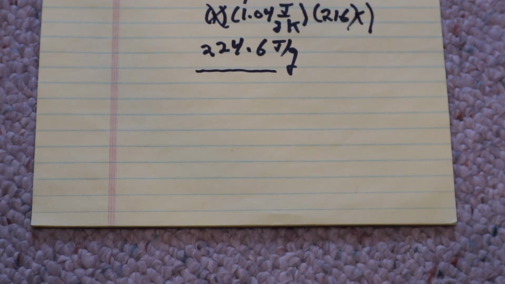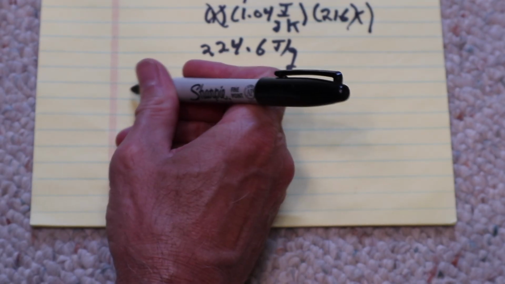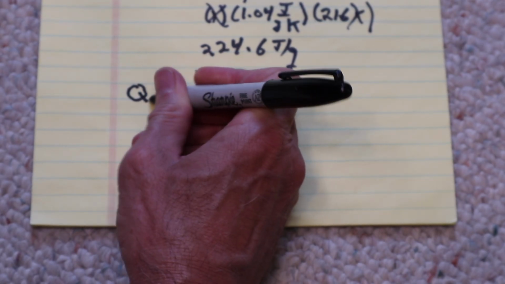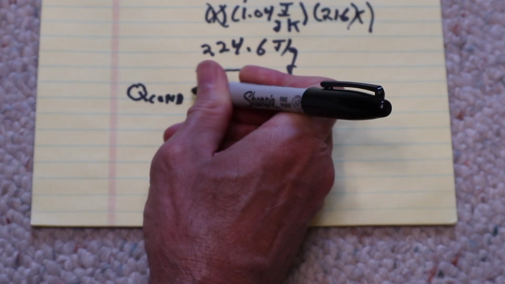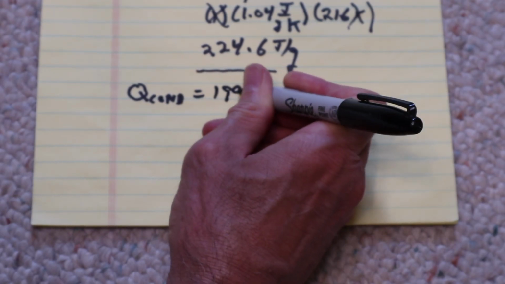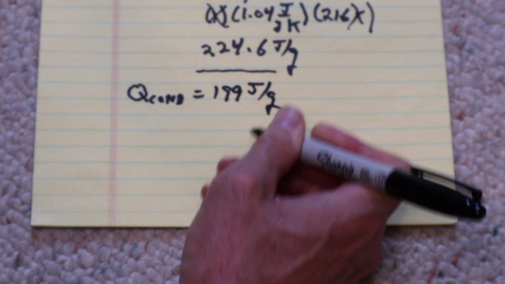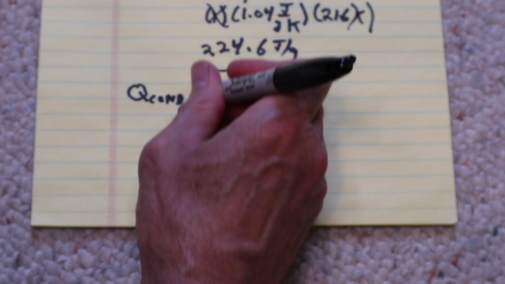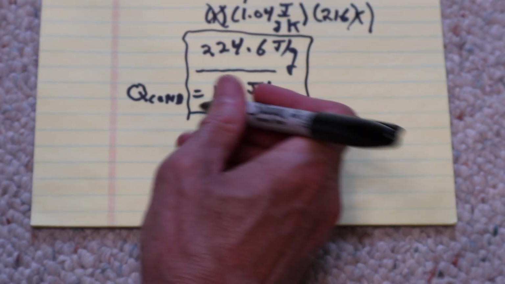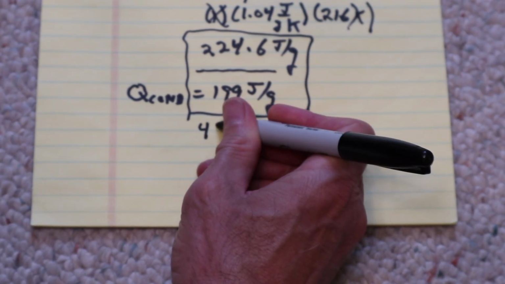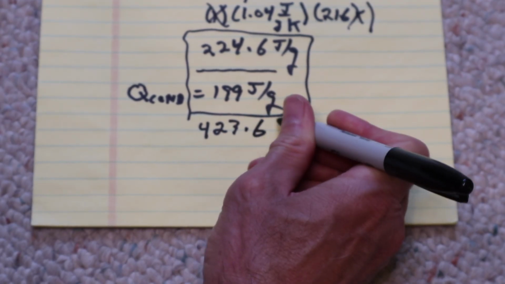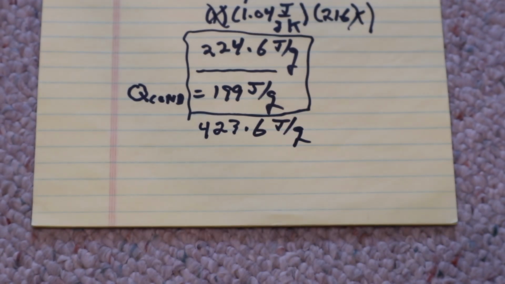We need to condense this gas into a liquid. And the energy for condensation, we said, was 199 joules per gram. Summing these two up gives us a total of 423.6 joules per gram. This is the amount of joules you need to remove per gram of nitrogen gas to go from room temperature gas to liquid nitrogen at 77 Kelvin.